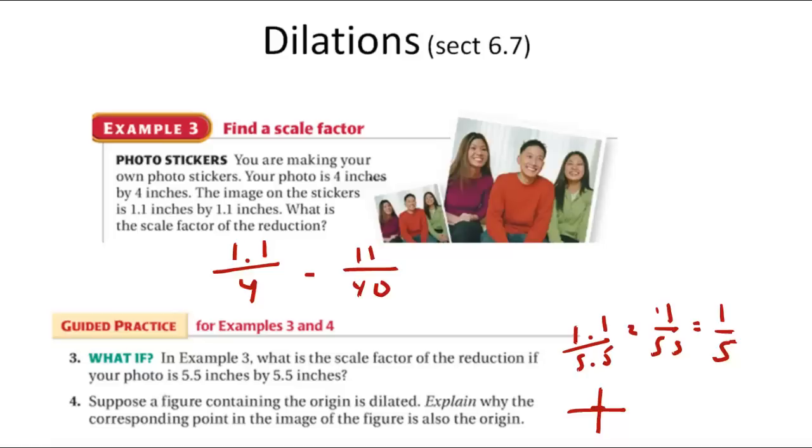Right, because when you multiply anything by 0, it stays 0. So that would be why it would stay at the origin. Because my K is 0 and my OK is 0. My 0 times whatever my X value is and my 0 times my Y value would stay at the origin, 0, 0.